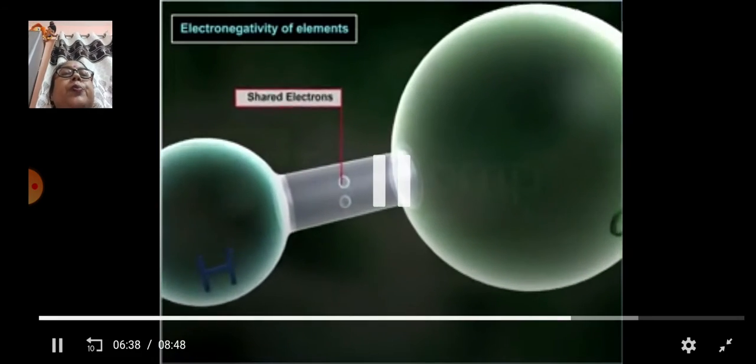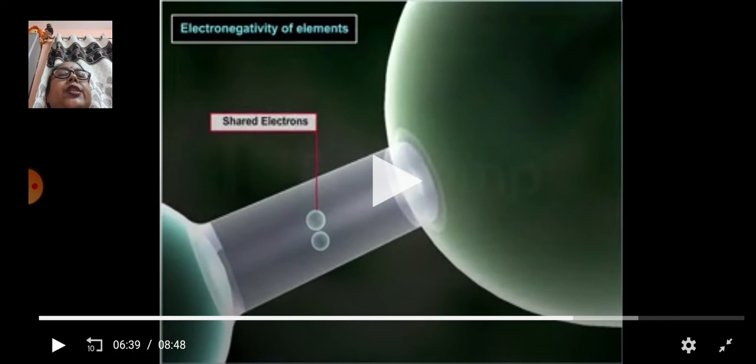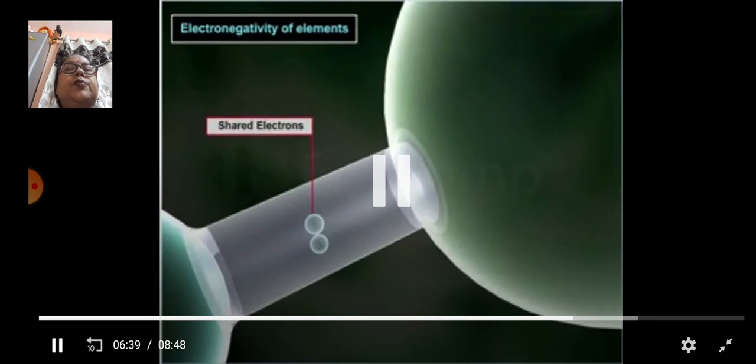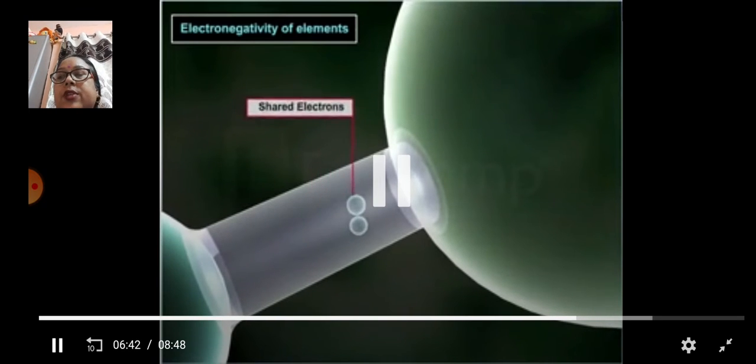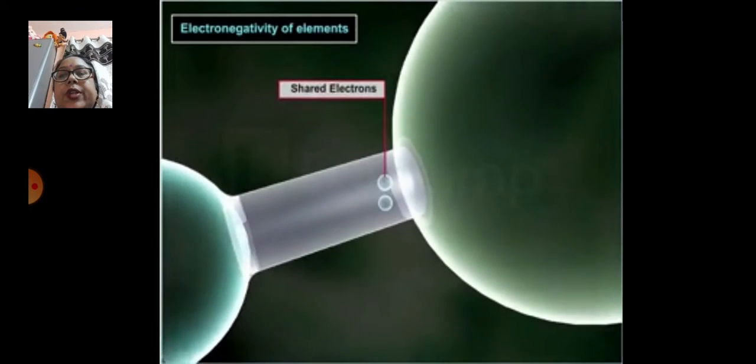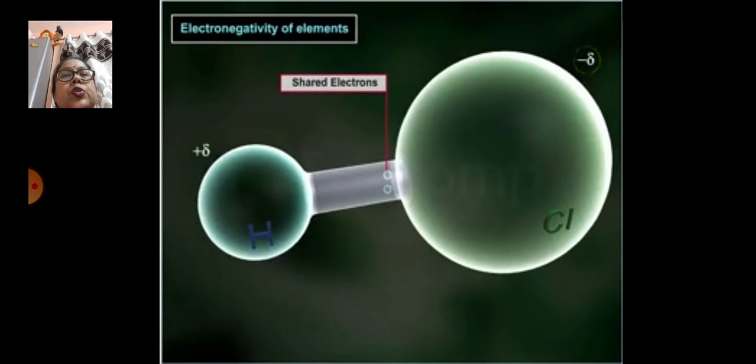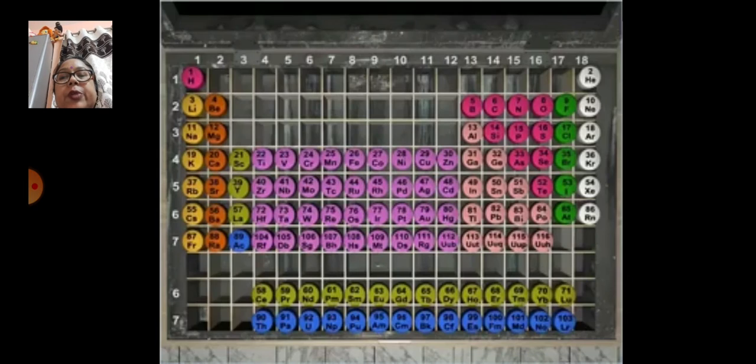Let's explore electronegativity of elements. So, periodic trends have been observed in the electronegativity of elements. It refers to the ability of an atom in a molecule to attract the shared electron towards it.